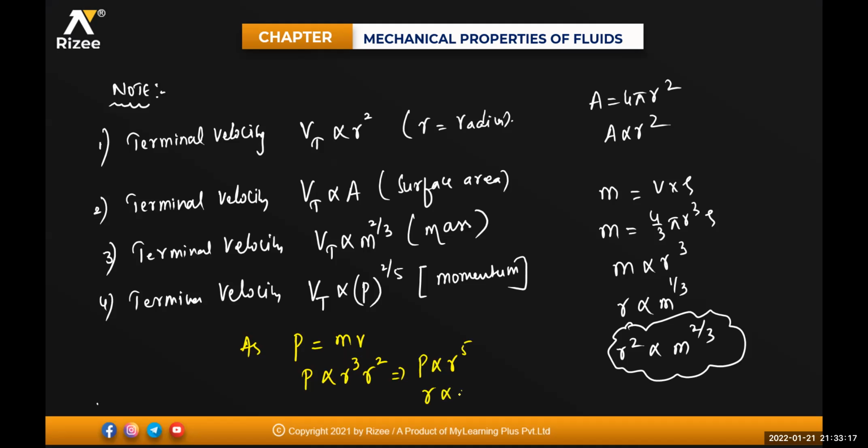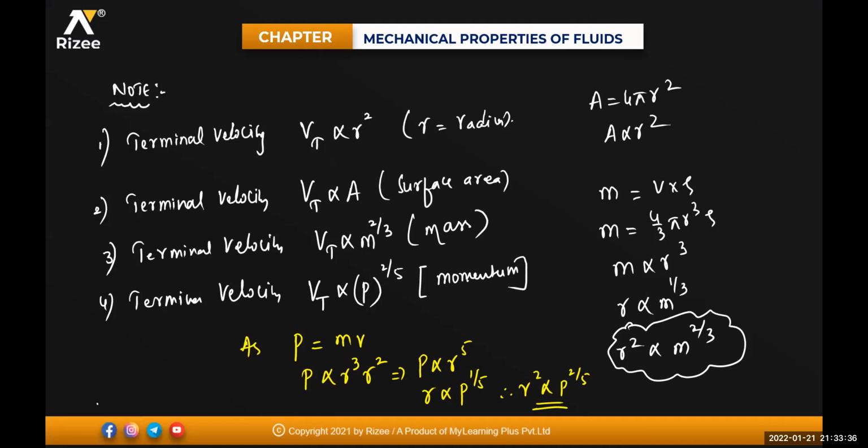That means r is directly proportional to the momentum to the power of 1 by 5. So therefore, r square is directly proportional to p to the power of 2 by 5. That is the reason I have written that terminal velocity is directly proportional to the momentum to the power of 2 by 5. Clear, beta?